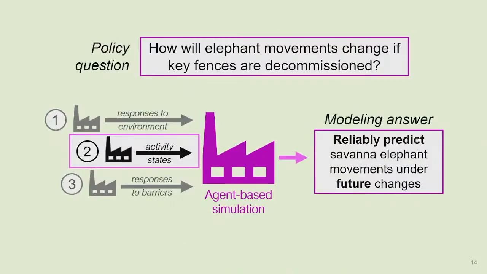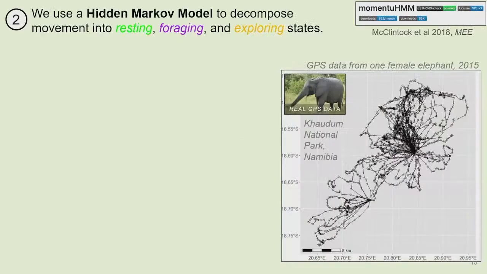Okay, so next up we have activity states. So this is just the idea that elephants, when they're moving around the landscape, are not just random particles, right? They are doing things while they are moving. And so we're going to use a hidden Markov model to decompose elephant movement into exploring, resting, and foraging states, which Gareth had mentioned in his talk on Tuesday, so thanks for priming the audience there.